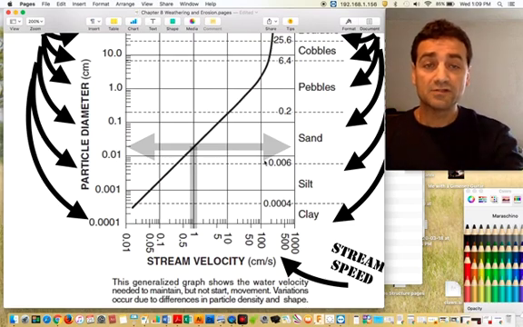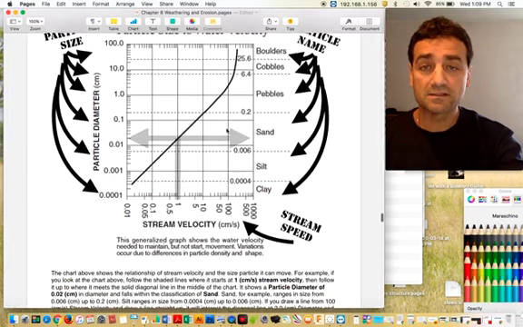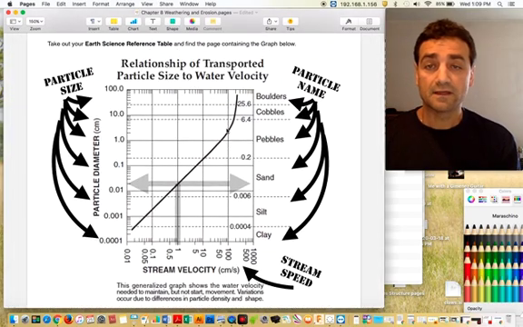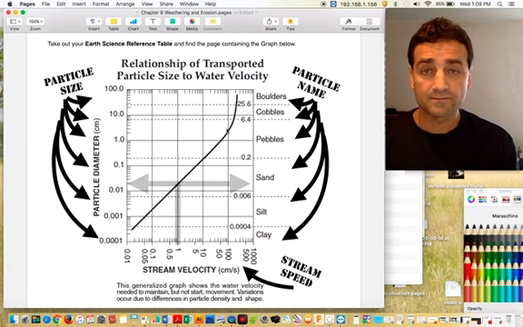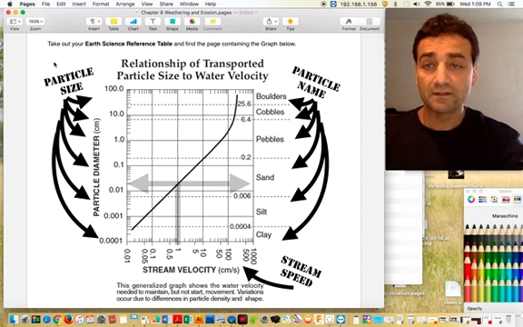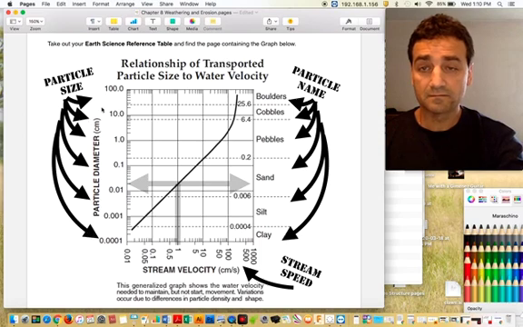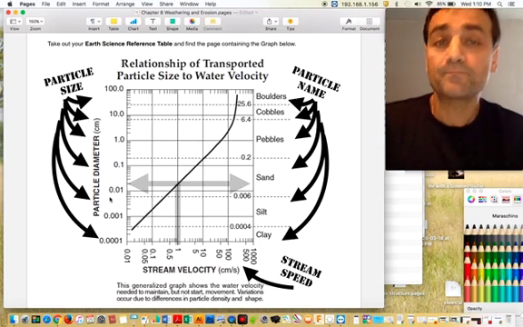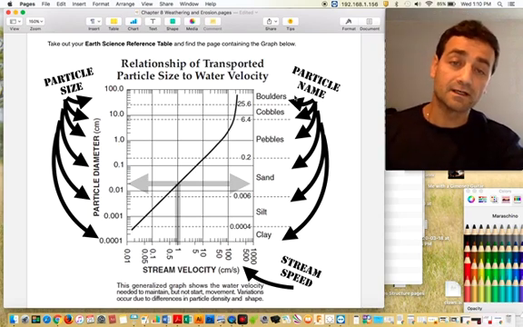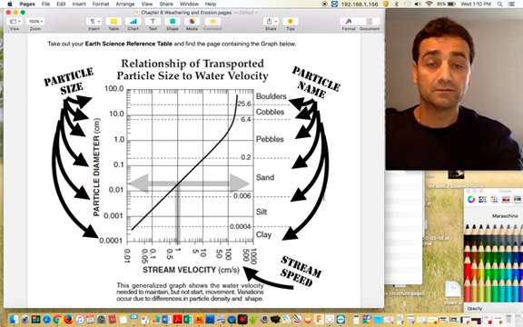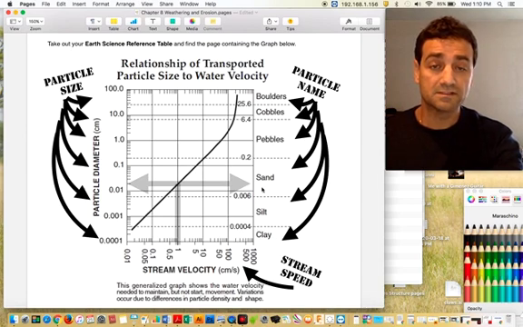Okay. So let's look at the different things that this chart tells us. Over here, to the left, it's particle size. How big the particle is. On the right side, it's the name of the particle. Okay, so we have clay, silt, sand, pebbles, cobbles, and boulders.